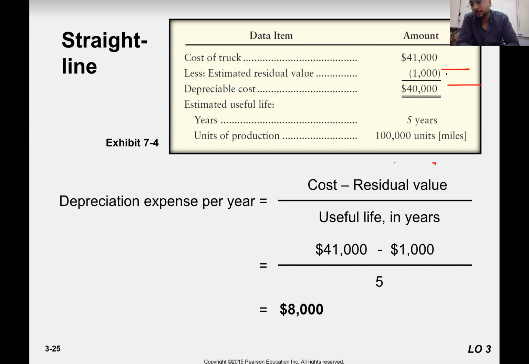Annual depreciation, right? So in this question, you have two lives given. Estimated useful life, 5 years, or it can run up to 100,000 miles. So which life do you need to take? Life in years.